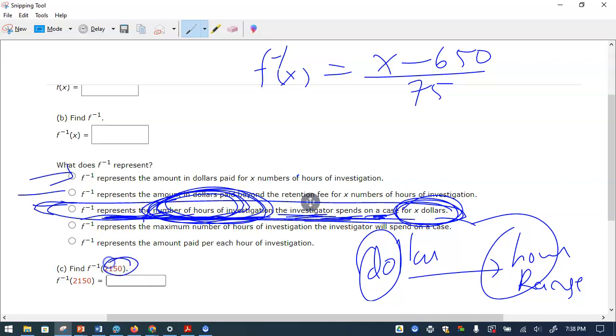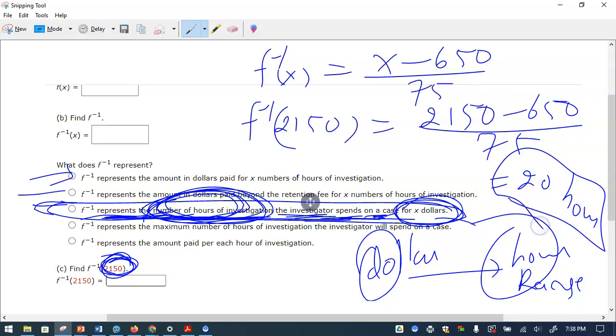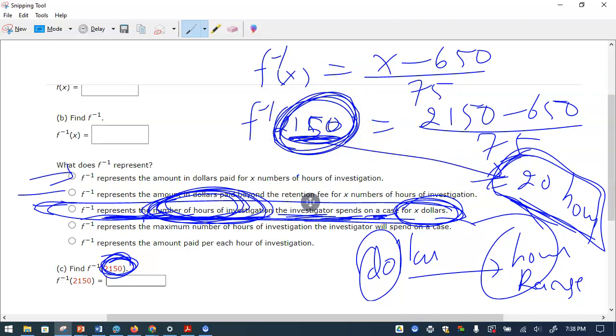Now another question: suppose he's spending x dollars, so you have 2,150. You just put in 2150 and subtract, and you get the answer, and you will see there will be 20 hours. So this is the unit. For 20 hours of investigation, you need 2150. So if you have this much money, that is the number of hours the attorney or the representative can spend on investigation. I hope that helps, and I hope you understand.